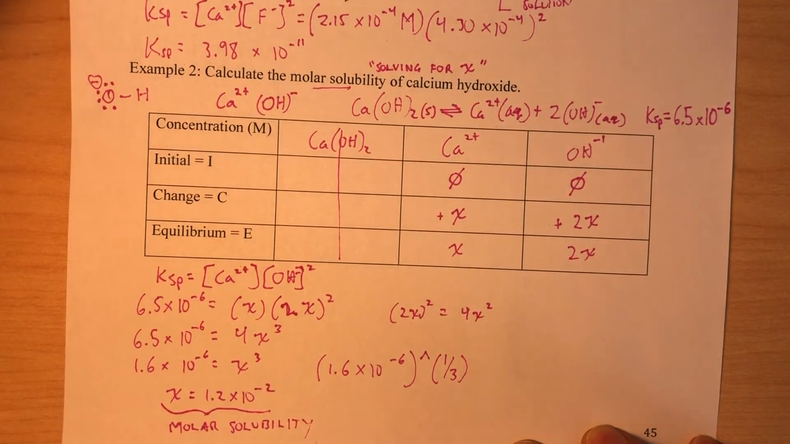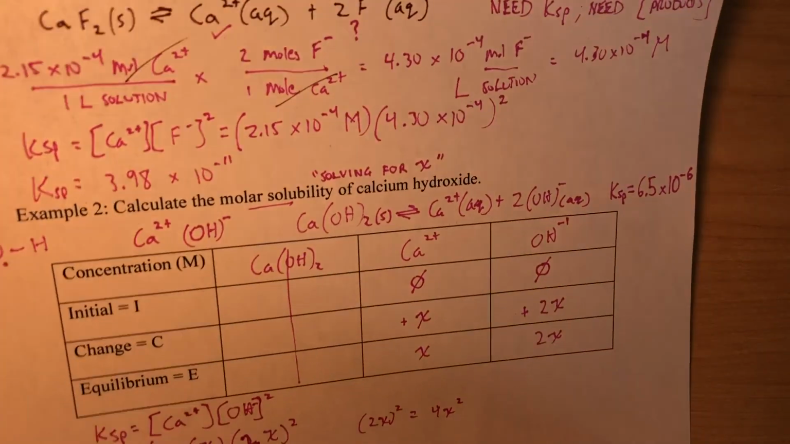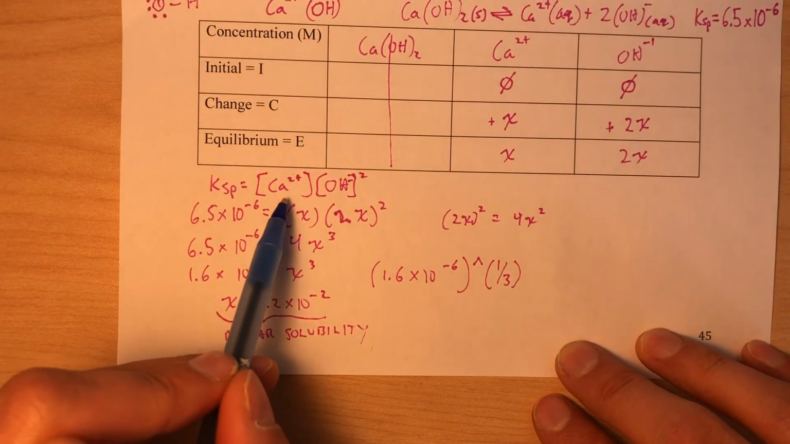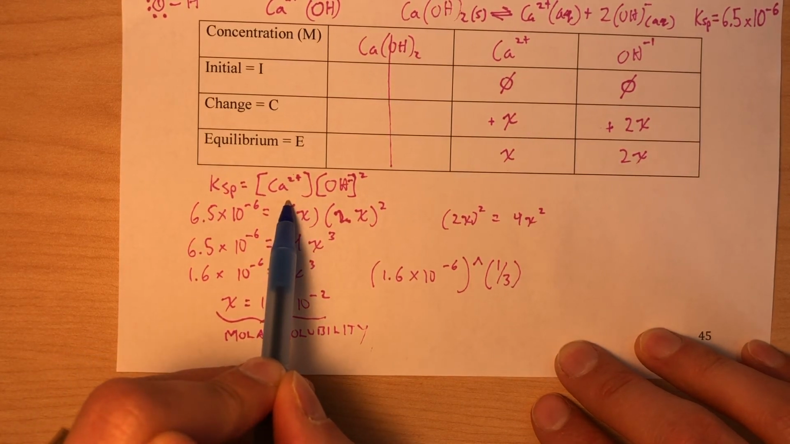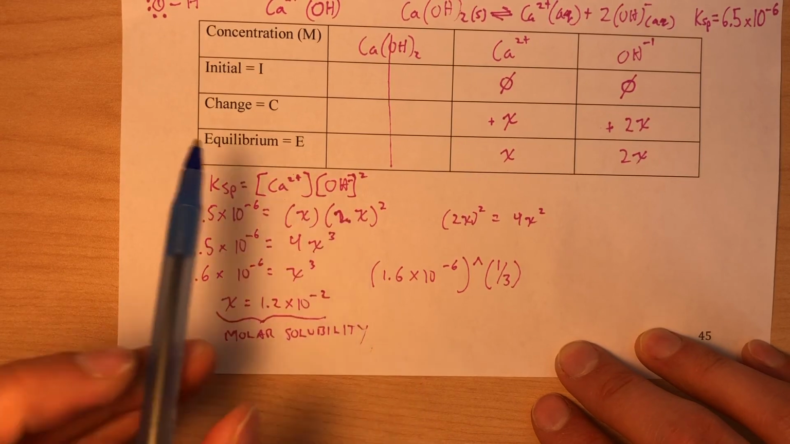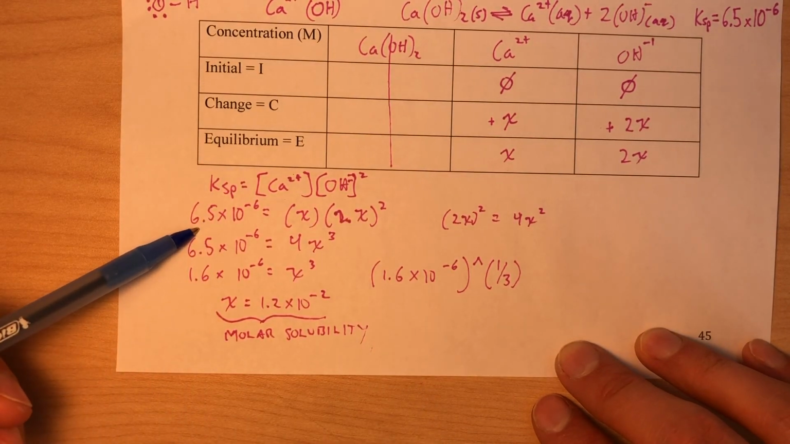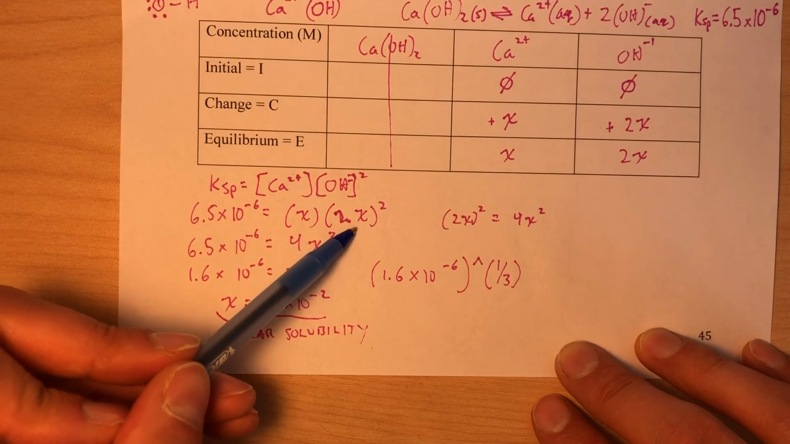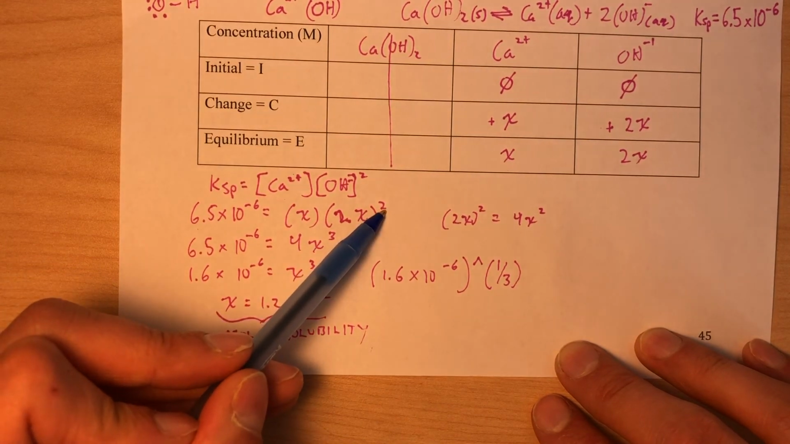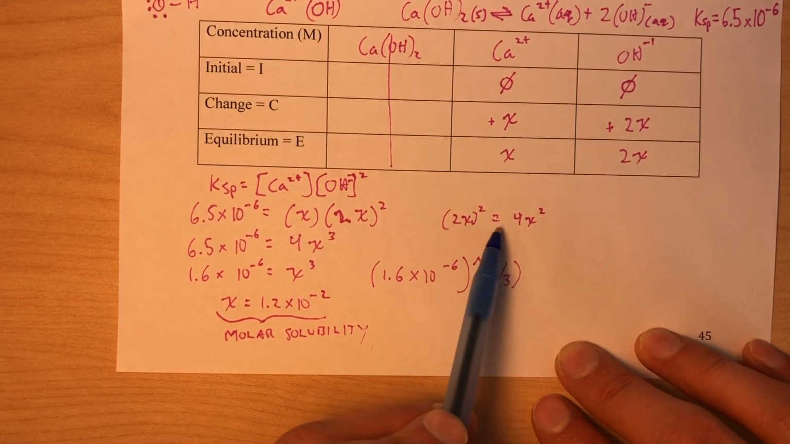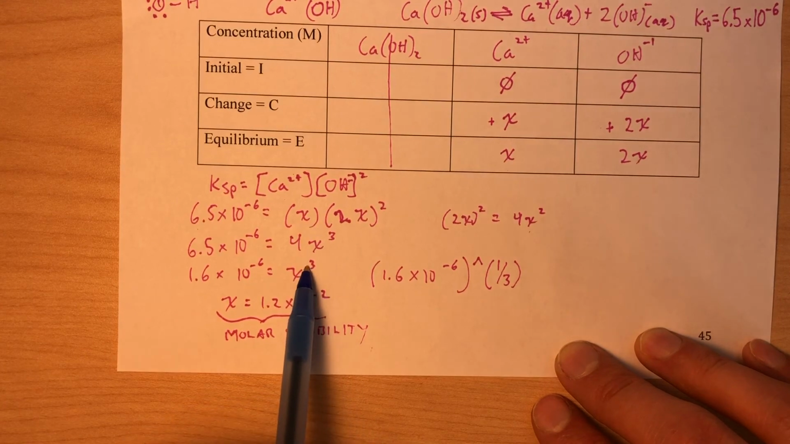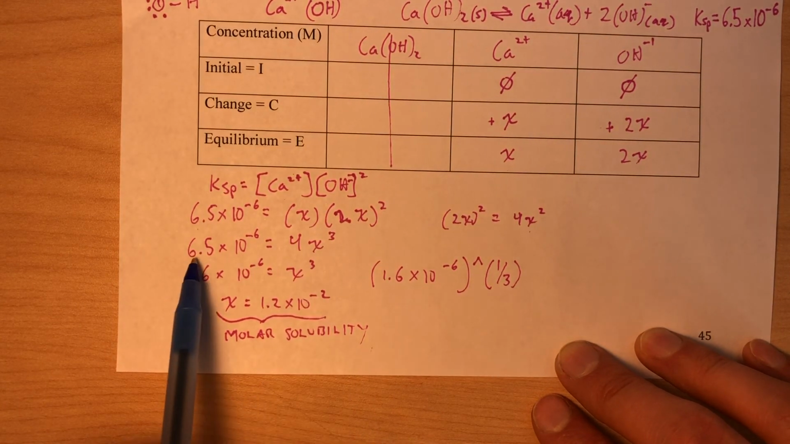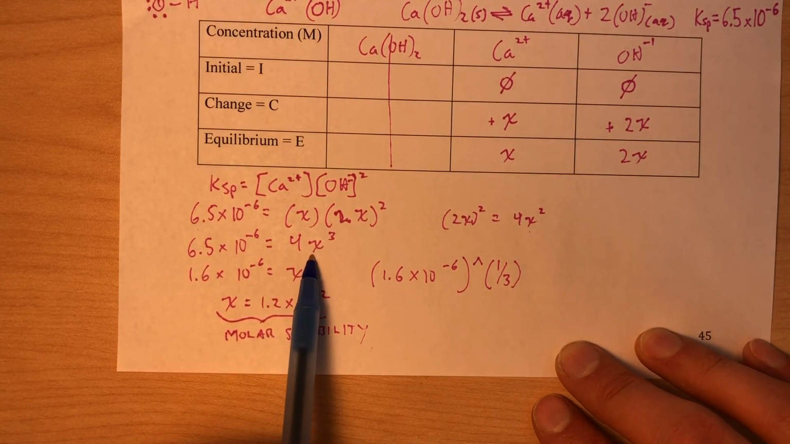which leaves us with X and 2X at equilibrium. When we solve for X, we have KSP is equal to the concentration of our products raised to their coefficients. So we have calcium 2+ times hydroxide squared. Our KSP is 6.5 times 10 to the negative 6. That's going to be equal to X times quantity 2X raised to the second power. That is equal to 2X squared is equal to 4 times X squared. And when we take 4 times X squared times X, we get 4X cubed. So we have 6.5 times 10 to the negative 6 is equal to 4X cubed.